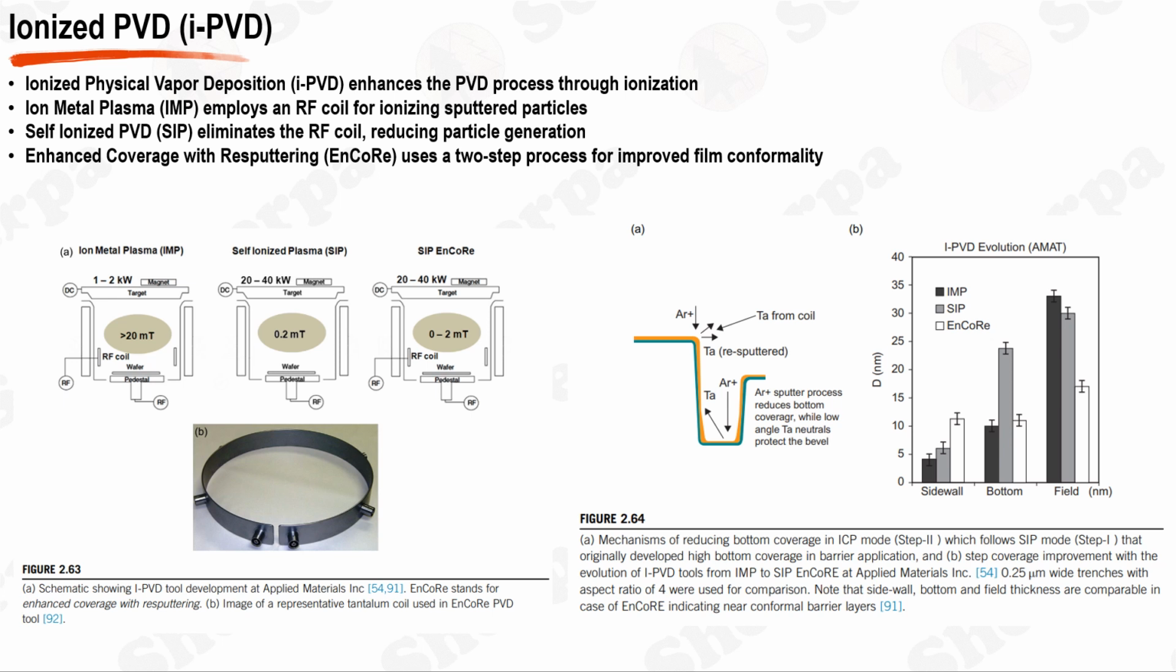This method balances the need for high coverage with the ability to fine-tune the deposition process, resulting in a conformal barrier layer, which is critical for complex semiconductor device structures. To summarize, ionized PVD techniques like IMP, SIP, and NCO represent significant advancements in plasma technology. Each offers unique solutions to challenges in thin film deposition, enabling better control, precision, and efficiency in semiconductor manufacturing processes. These techniques are essential to meet the growing demand for ever more intricate and miniaturized semiconductor devices.